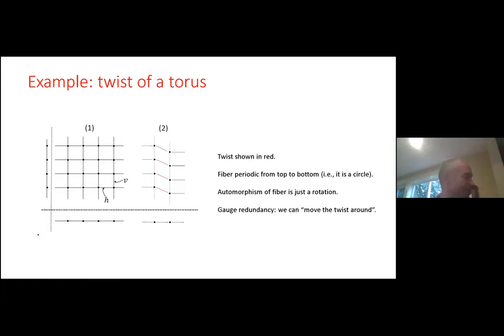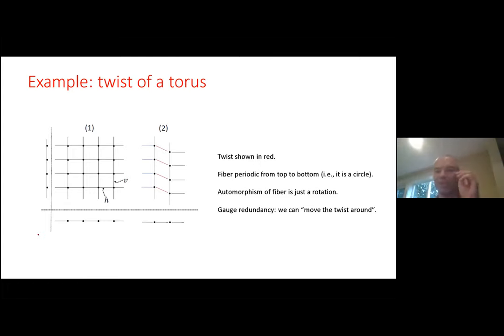Here's another example of a twist. We can imagine having the torus, and this is the kind of fiber bundle that will be relevant for all the three constructions that use them. The fiber is just a circle. The automorphism group of the circle has rotations of the circle. It also has reflection, but we're not going to use the reflection at all. So it has a twist.